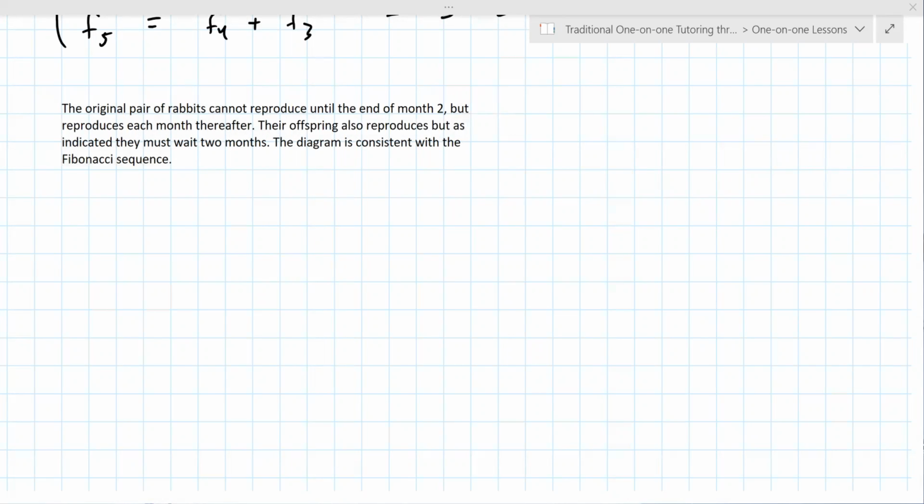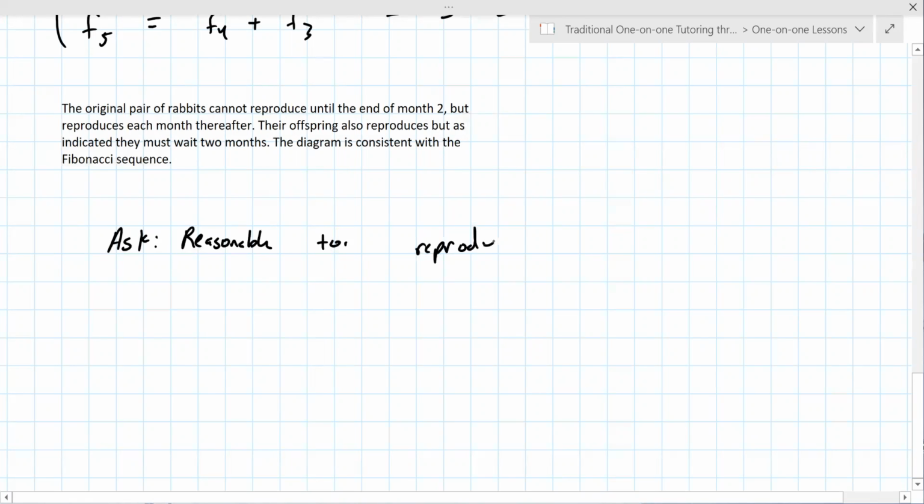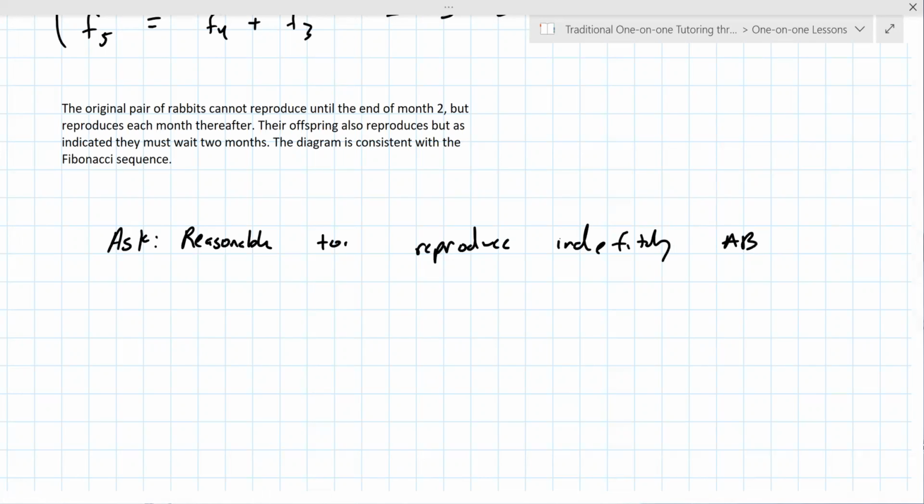If you want to have some bonus points here with your instructor, you might ask if it's reasonable for rabbits to reproduce indefinitely. Because as you saw, it just continues to reproduce, and that's not realistic. So just drawing that picture and then describing it should be fine.